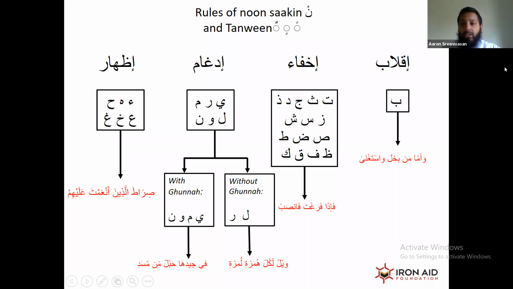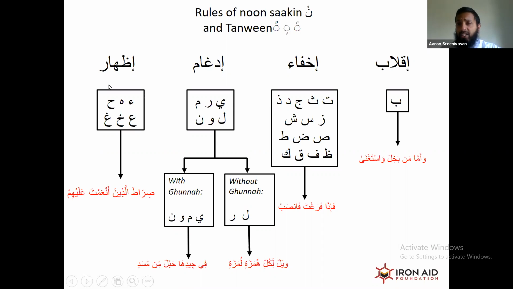You will recall that in the past two lessons we've been talking about the rules, the ahkam, of the characters noon sakin and tanween. Noon sakin, i.e. noon with sukoon, which you can see at the top, or tanween, which we said was dhammatain, kasratain, or fathatain. So two fathas, two kasras, or two dhammas. And we said that there were four rules of noon sakin and tanween.